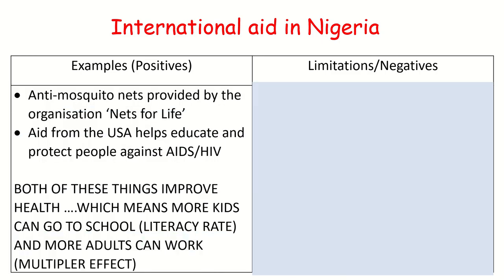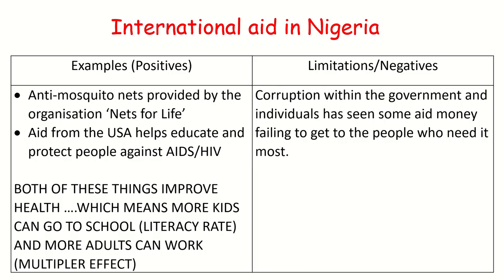Okay, so the two that I've gone for are, number one, the Nets for Life organisation, which provides anti-mosquito nets. Both of those things are going to improve health. Fewer kids are going to get malaria, so more kids are going to go to school, and the literacy rate is going to go up. They're going to have more chance of getting jobs in tertiary and quaternary employment, more tax to the government, etc. But also, aid from the United States of America has aimed to educate and protect people against HIV and AIDS, both of which are going to improve health. If health improves, more kids go to school and more adults can go to work.